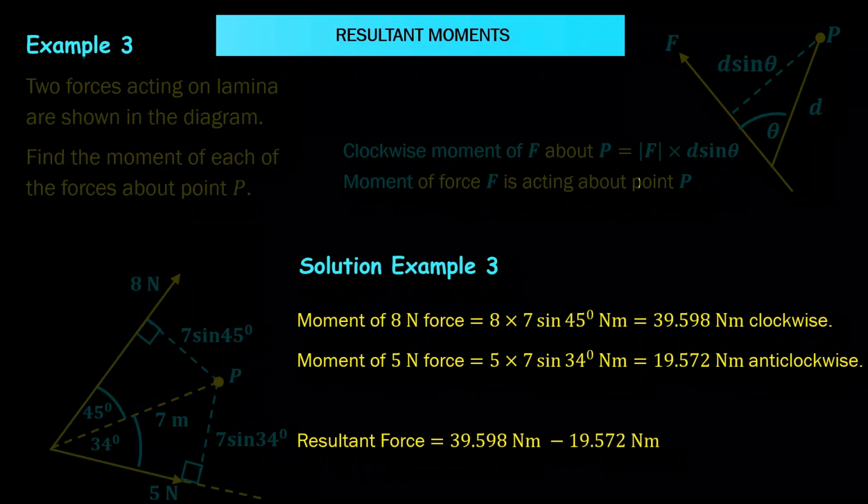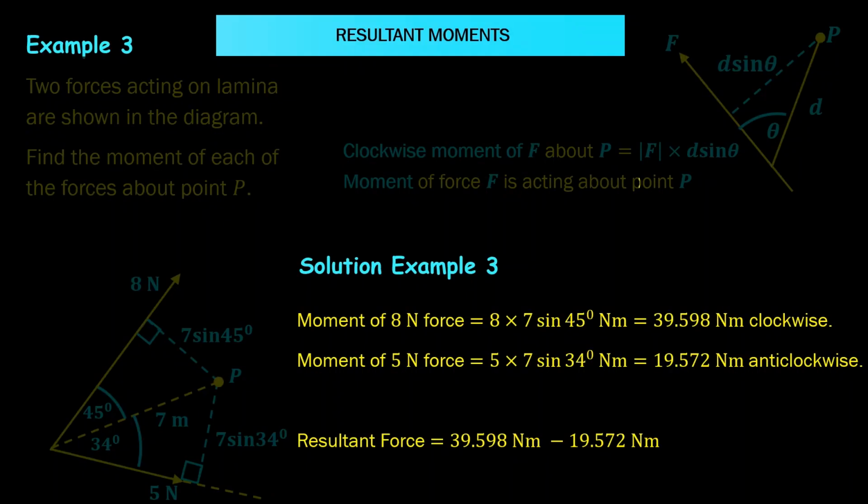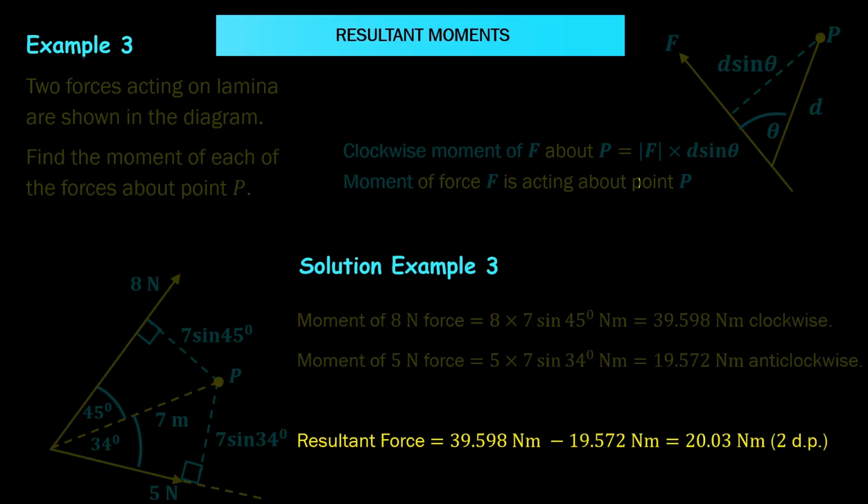Therefore, taking the clockwise direction to be positive, we have that the resultant moment equals 39.598 Newton meters minus 19.572 Newton meters, giving us that the resultant moment equals 20.03 Newton meters to 2 decimal places, acting clockwise.